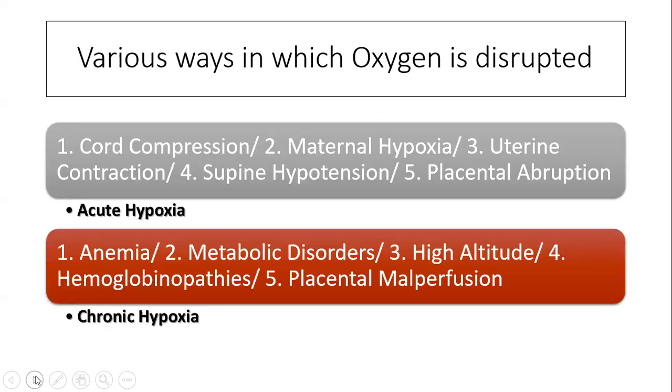There are various ways in which oxygen is disrupted. It can be an acute hypoxic event or a chronic hypoxic event. Some of the acute hypoxic events are like cord compressions and uterine compressions, and these are very typical in labor. But the chronic hypoxic events, which normally are the commonest events that we'll see antenatally, include anemia and placental malperfusion.